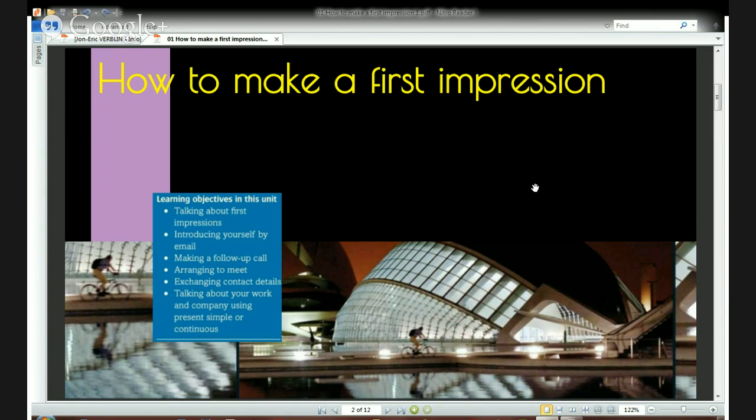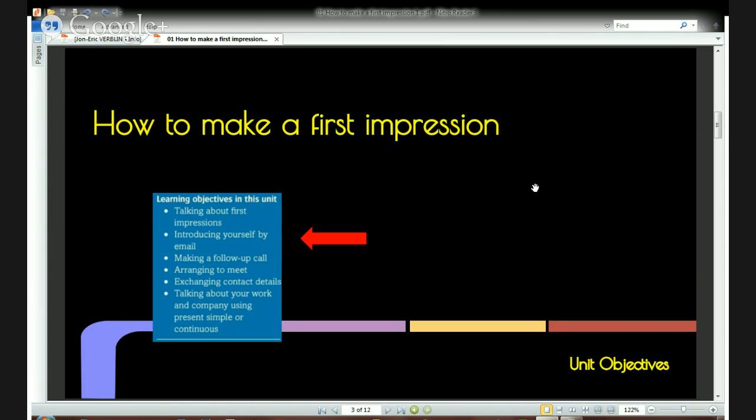In this unit, the learning objectives are talking about impressions, introducing yourself by email, and then whatever's connected to that, making a follow-up call, arranging to meet someone, because that's where you're going to make your first impression. So there's a logic to this. Later on in the unit, we're going to be exchanging contact details after arranging to meet, and then finally talking about your work and company, reviewing the present simple and continuous. When is it more appropriate to use I go or I am going? Those two forms, present simple and continuous.